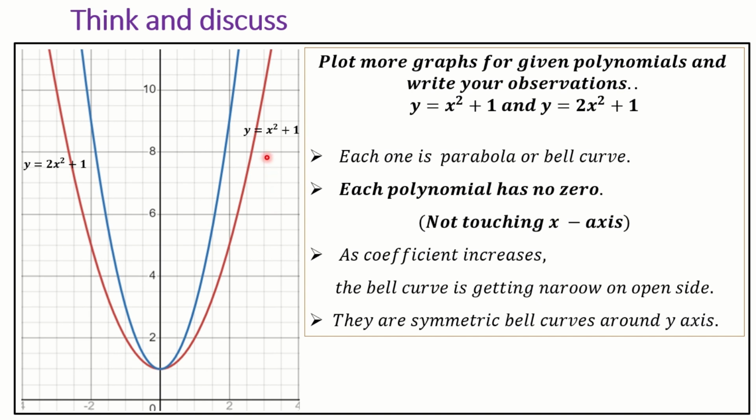Each one is a parabola. And obviously they don't have any zeros actually. For whatever value of x you give, you will never get y equal to 0. So not touching the x-axis. As the coefficient increases, the bell curve gets narrower. Then they are symmetric bell curves around the y-axis.